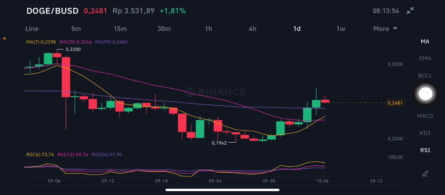For the RSI stochastic, it is already in a little bit overbought position, going to the neutral position.